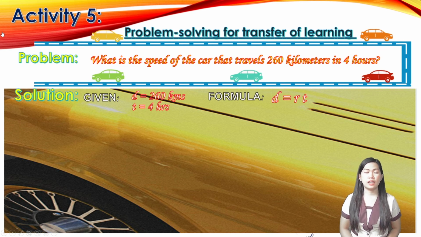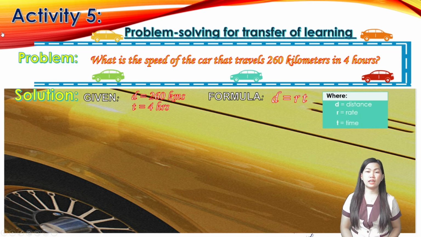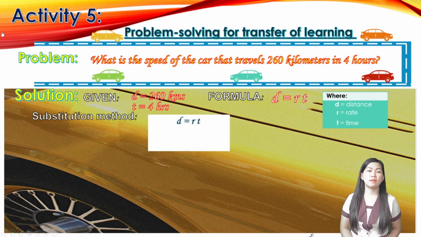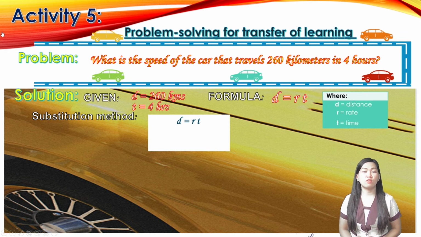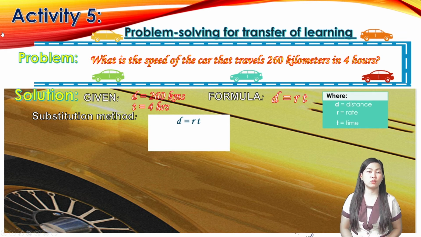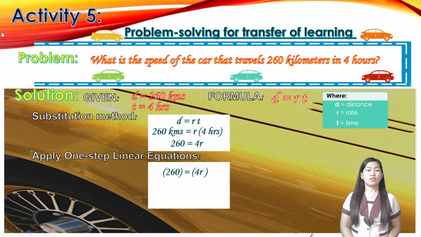Formula, we have D is equal to R times T, where D is distance, R is rate, T is time. And here we will apply the substitution method to the formula. Since D is equal to 260 kilometers, R times 4 hours. So we have 4R is equal to 260. So apply one-step linear equations.